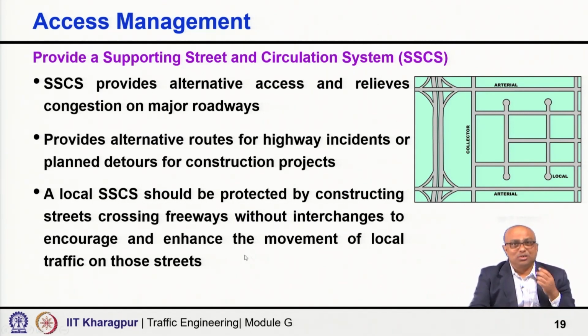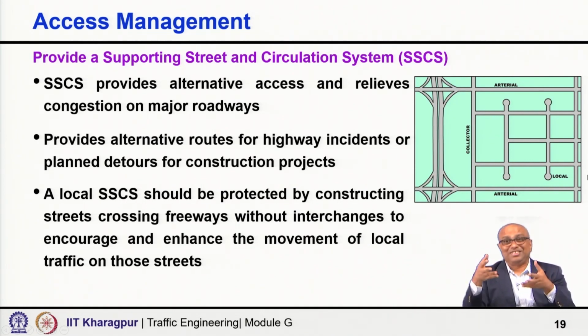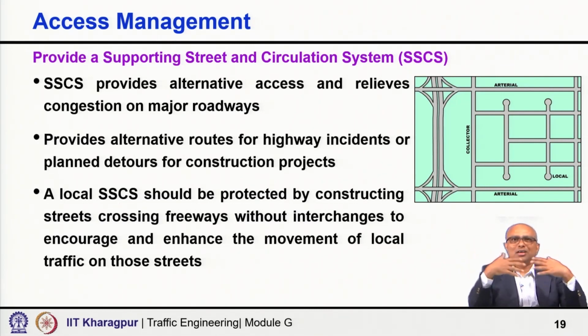And if we do that, what will that encourage without interchange? It will encourage and enhance the movement of local traffic on those streets, not bringing in through traffic. My purpose is not that. So, wherever you want to connect them, you connect with an interchange through an arterial. Otherwise, if the SSCS is to be on both sides of the road and you want the exchange to happen, connect them with a grade separator, but without interchange.